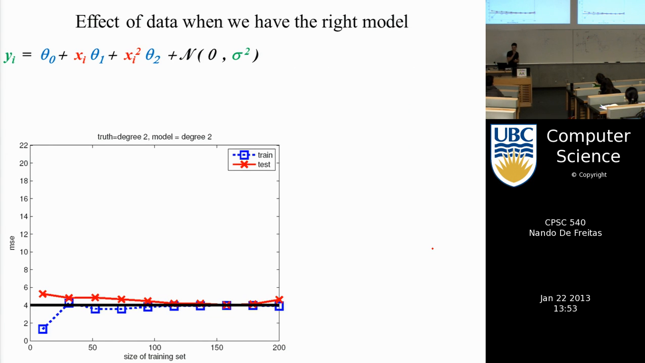Okay, finally, to finish this, suppose that your data comes from a model that is a quadratic. Okay, so there is a model. And your data is basically a bunch of samples from this quadratic curve with Gaussian noise. Okay. Let's assume that we fit the data with a quadratic function.